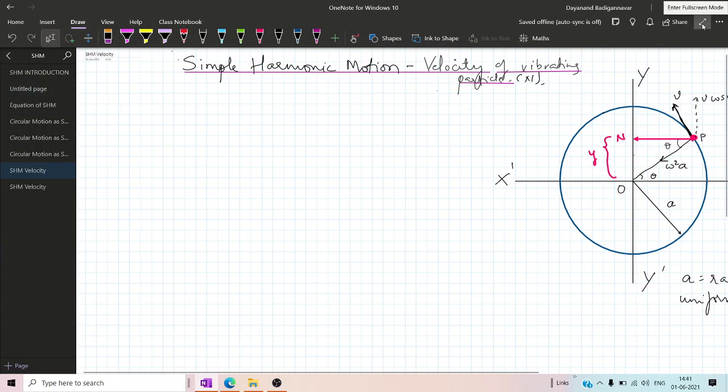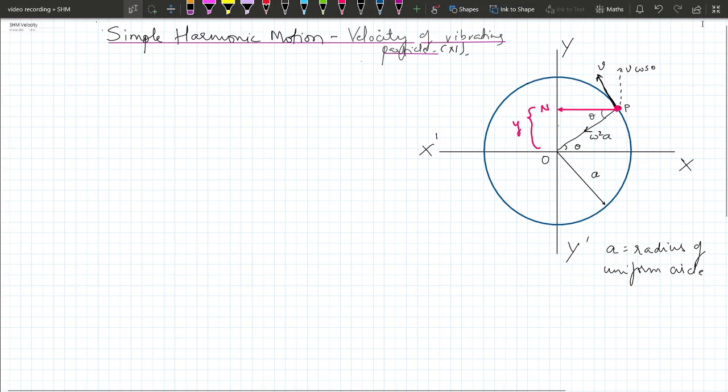In the earlier classes, we have learnt about SHM, the equation for SHM, the derivation, and we have also evaluated the displacement of a particle which is executing simple harmonic motion. Now we'll discuss the velocity of such a vibrating particle, a particle executing simple harmonic motion.